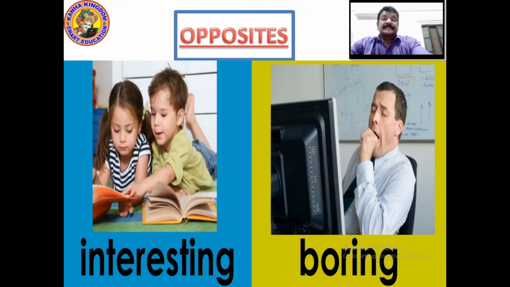Look at the screens. Both the brother and sister have opened a book which is very interesting. Both are looking with interest at the book. Look at the second, opposite of interesting. What is shown? It's shown as boring. He is looking into the computer and he is feeling bored. Right? So now opposite of interesting is what? Boring. What is the opposite of boring? Boring is interesting. So please write it down. Interesting's opposite is boring. Boring's opposite is interesting.